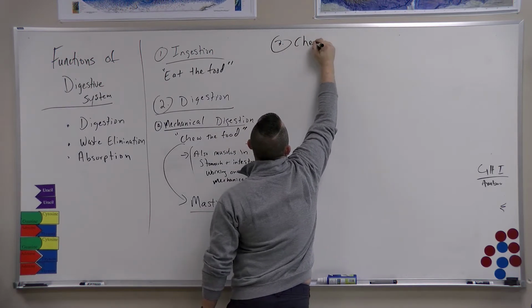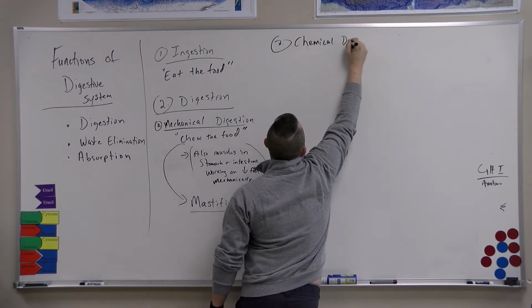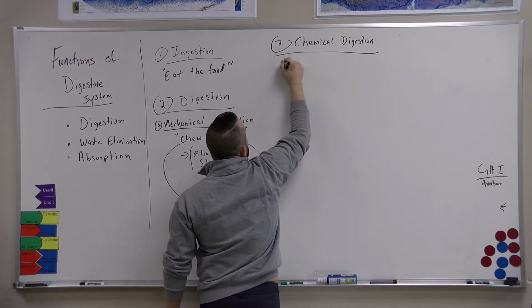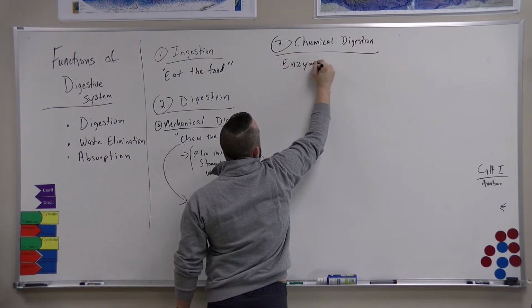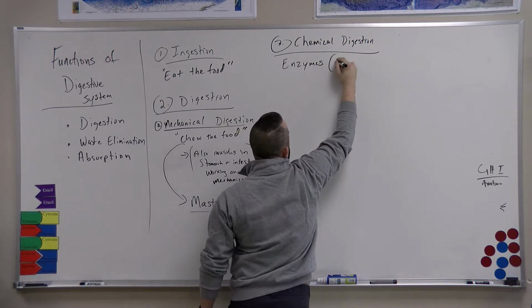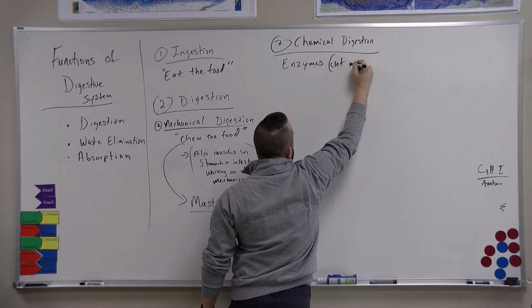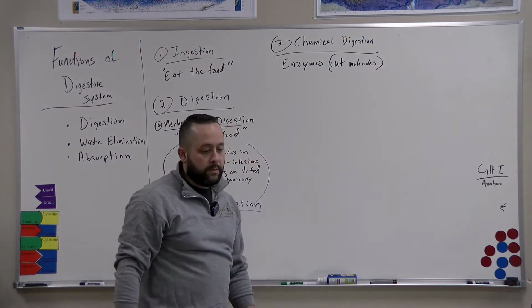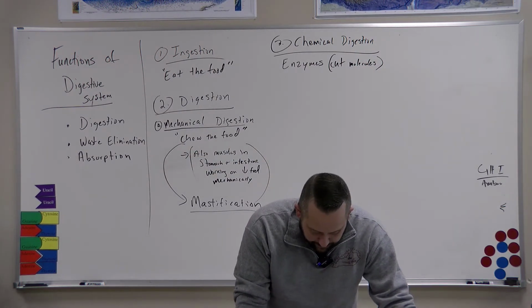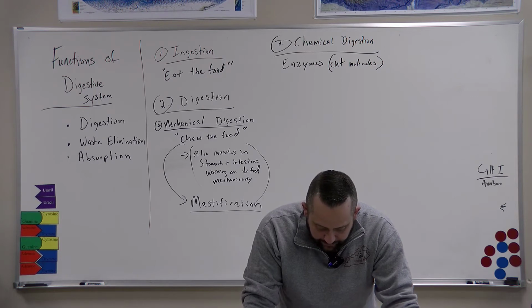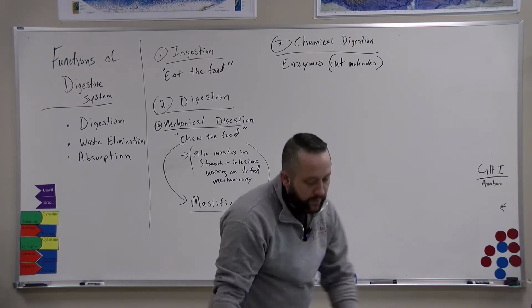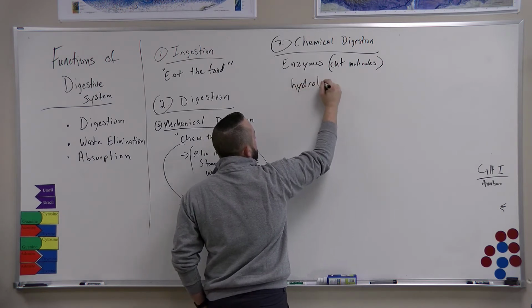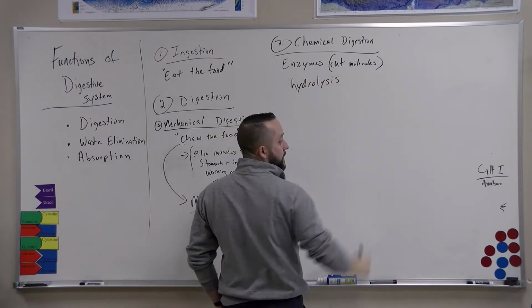Okay, so chemical digestion. There's enzymes in there which cut molecules, basically, or start reactions or inhibit reactions. And this thing called hydrolysis. Don't be afraid of that word. It had something to do with water, right?